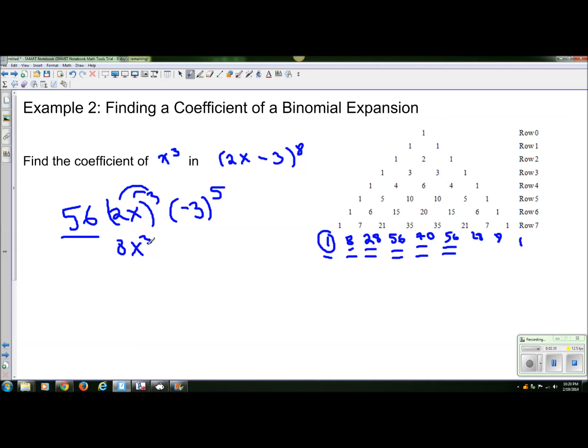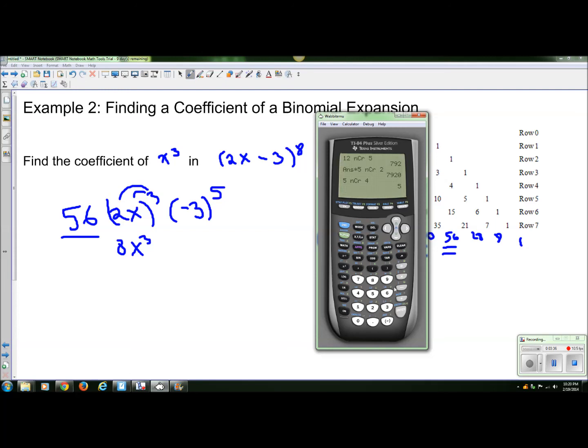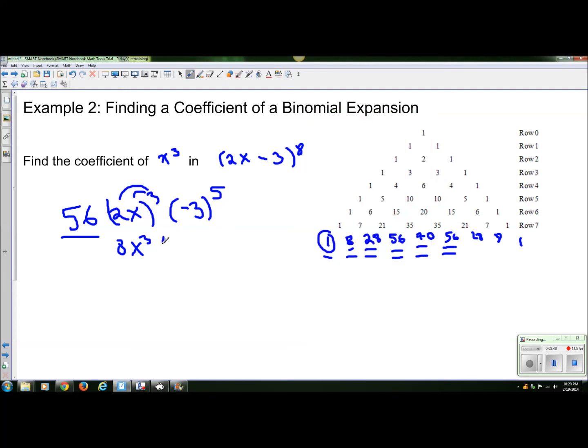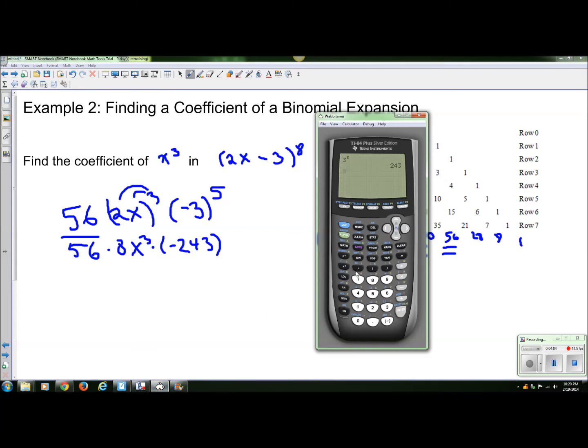Then we've got negative 3 to the 5th. Well, my goodness, I don't know what 3 to the 5th is off the top of my head, so I'm just going to have to go 3 to the 5th. 243. And of course, it's negative 3 to the 5th. That's an odd power. So this is going to be times negative 243. And again, I'm going to rely on my calculator here because those are a lot of numbers that I don't want to multiply in my head. Which is negative 108,864.